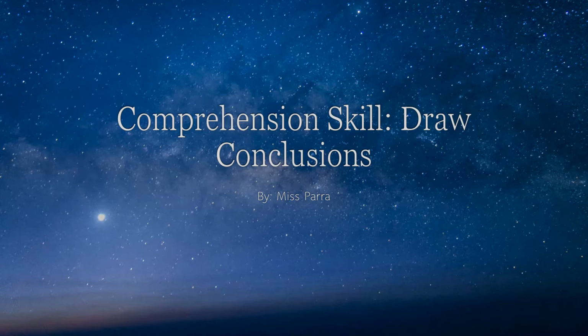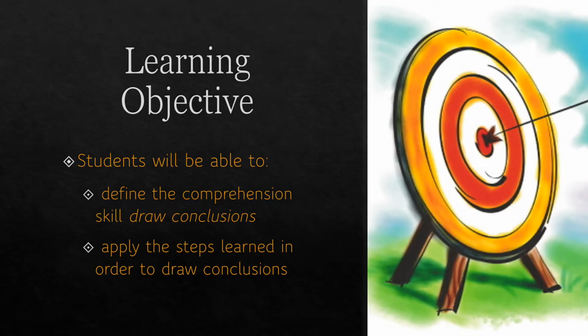This week's comprehension skill is on drawing conclusions. Let's begin the lesson. This lesson's learning objective or goal is students will be able to define the comprehension skill, draw conclusions, and apply the steps learned in order to draw conclusions. So hopefully, at the end of this lesson, you will be able to answer questions in which you will have to draw a conclusion by implementing the information you read and using your prior knowledge.